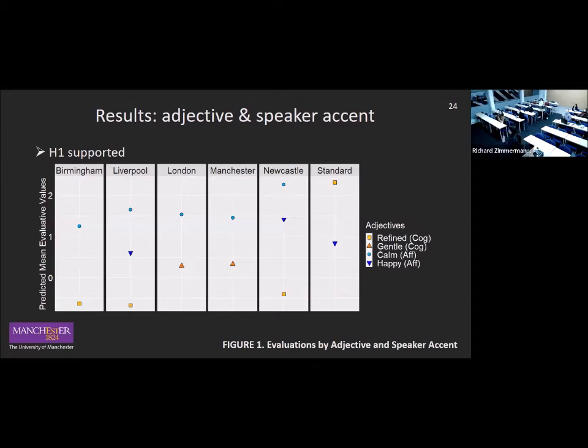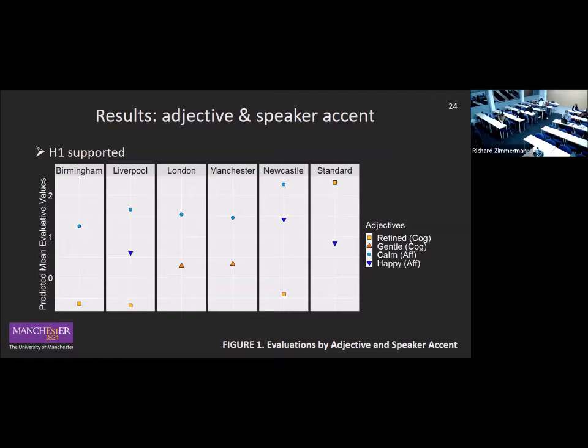Here we have the speaker accents. We have cognitive and affective adjectives here. The midpoint, there was nothing significant found, and so I'm just including significant differences here. And here we have the predicted mean values. I'm using the regression models, so it's predicted, not raw means. So with Birmingham, Liverpool, London, Manchester, Newcastle, we see that calm and happy, in some cases both, some cases just calm, are significantly higher than one of the cognitive adjectives. So more influential, whereas with the standard, we see the opposite.